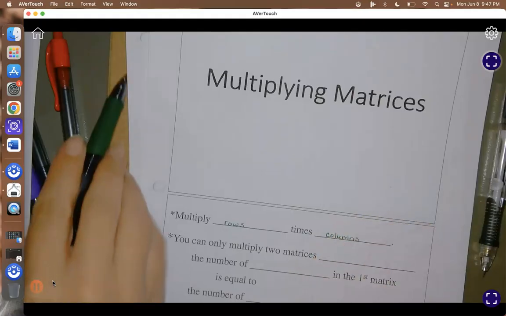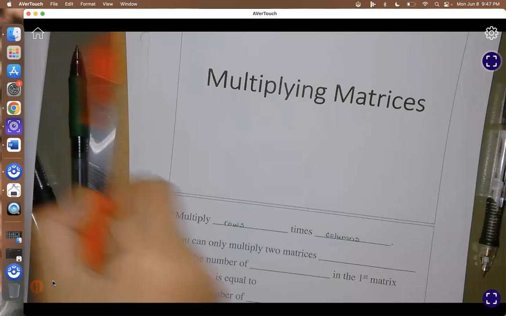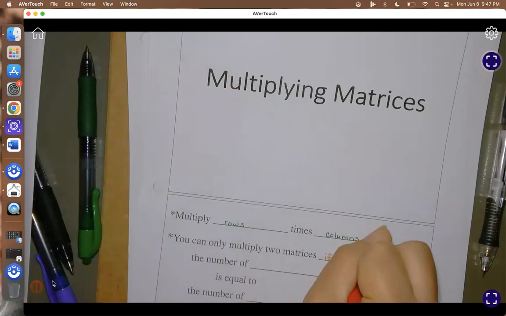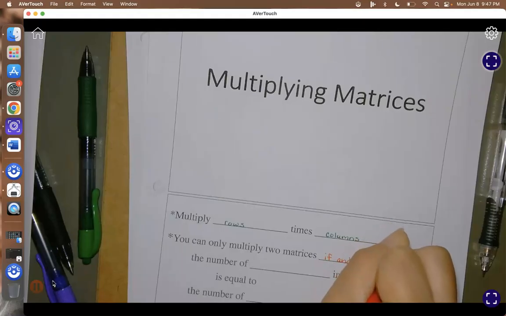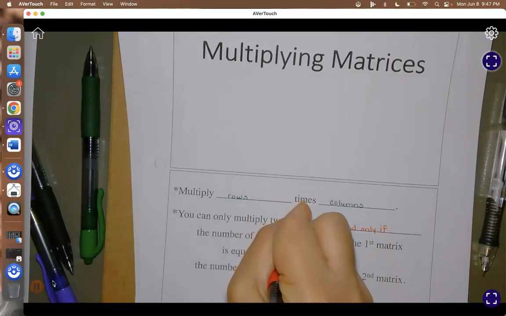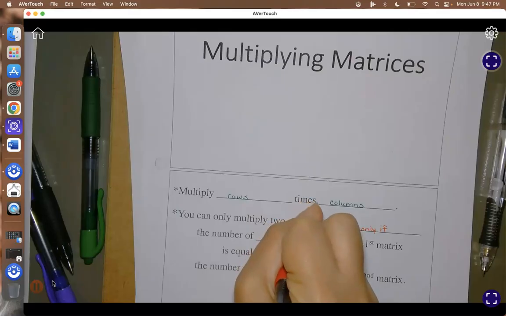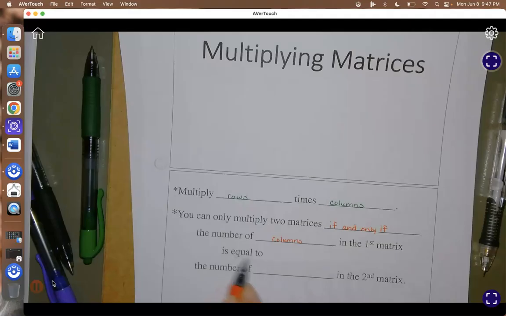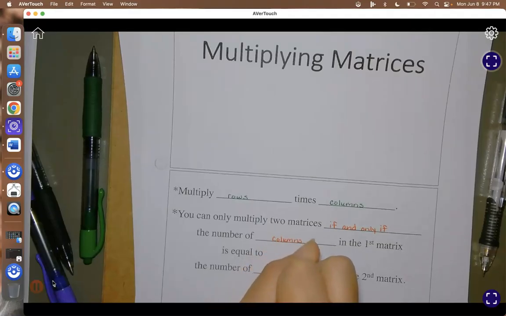And you can only multiply two matrices if and only if, and flashback to last unit, if and only if means it's a biconditional. If and only if the number of columns in the first matrix is equal to the number of rows in the second matrix.